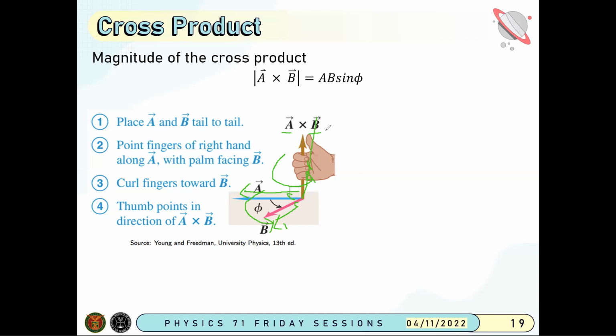Since it is a vector, it has direction, and we can get the magnitude using this. The magnitude of the cross product, A cross B, is just the magnitude of A times the magnitude of B times the sine of phi, or the sine of the angle between them. So that phi is just the angle between the two vectors.